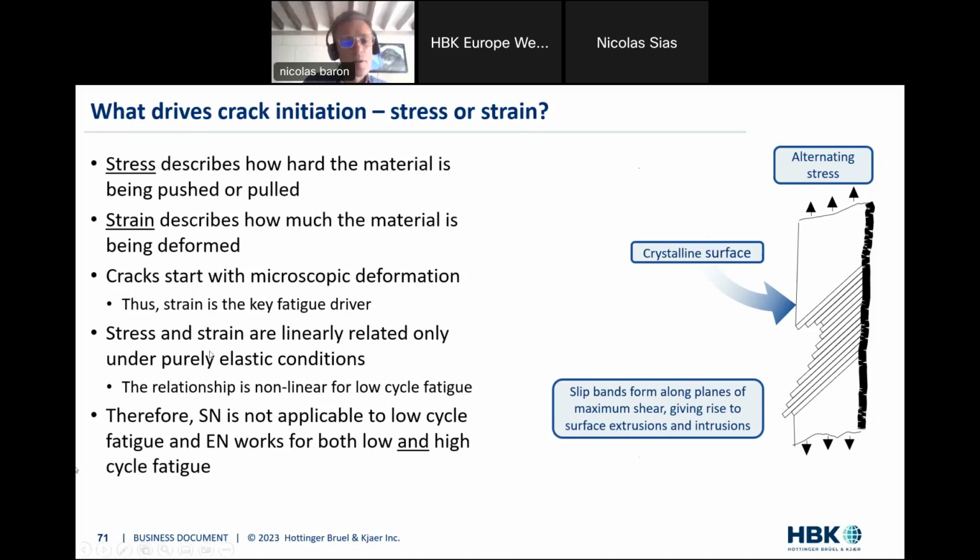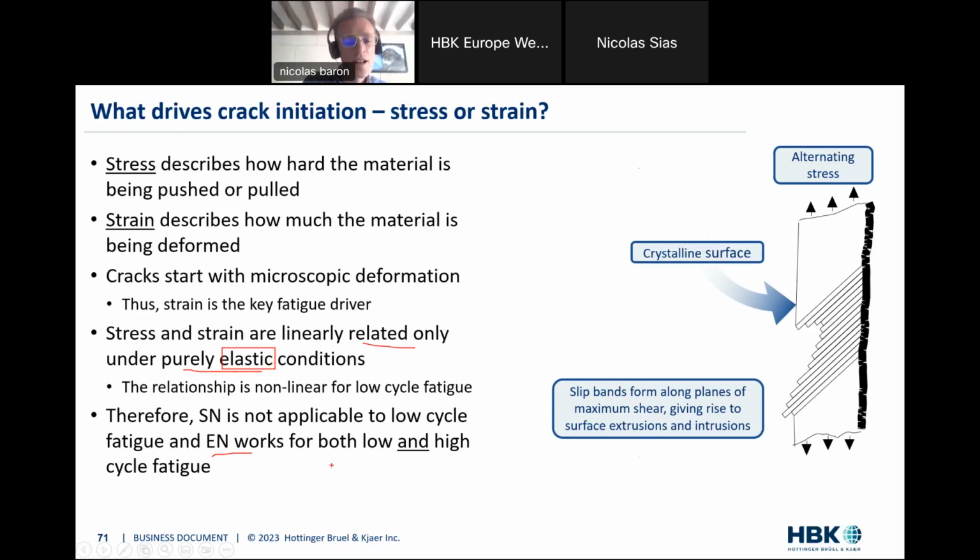The thing is that strain and stress are linearly related only under purely elastic conditions, and the key word here is elastic. So as soon as there is non-linearity, the relationship between stress and strain is no longer linear, and we have to be very cautious here. And that's the reason for us saying earlier that the SN methodology is not applicable to low cycle fatigue, because of this linearity and the elasticity conditions not fulfilled in real life. So when you have plasticity, typically SN will not be applicable, whereas EN works.